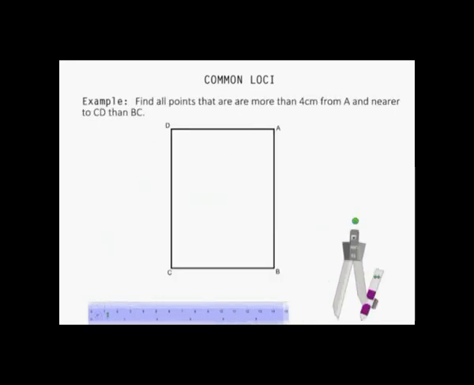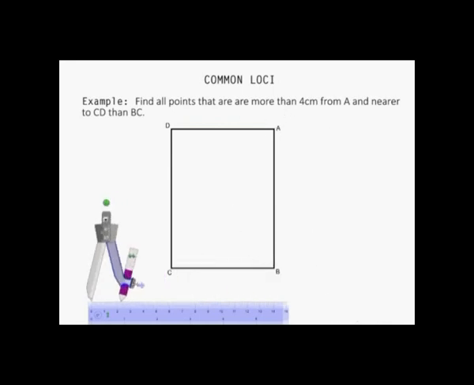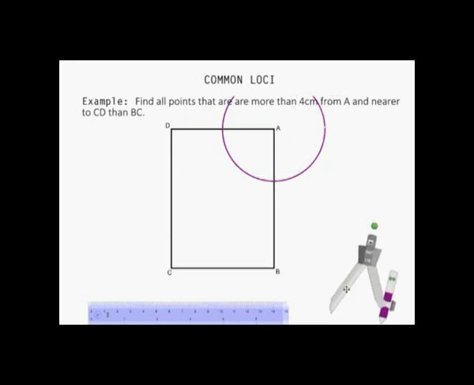And find all points that are more than 4 centimeters from A and nearer to CD than BC. Condition 1, more than 4 centimeters from A. So we first find 4 centimeters from A. We measure 4 centimeters and draw a circle at A. And so anything outside that circle must be more than 4 centimeters from A.